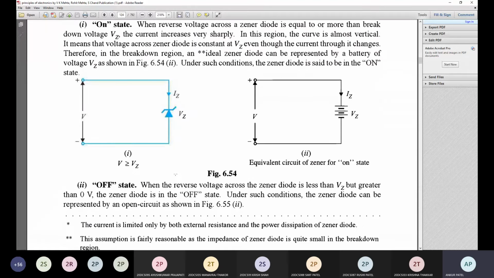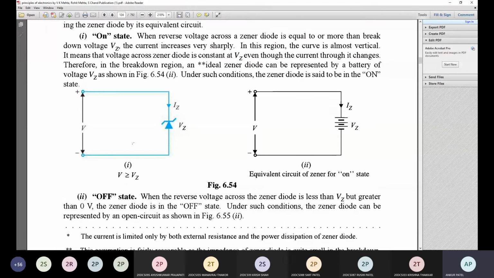Okay, so when we operate this Zener diode, this condition should be there. Then this Zener diode will act as a voltage regulator or voltage stabilizer. This should be equal to or more than Vz, so then it acts as a battery.